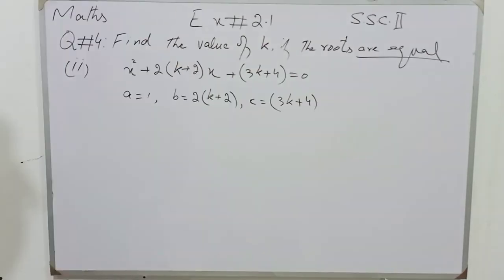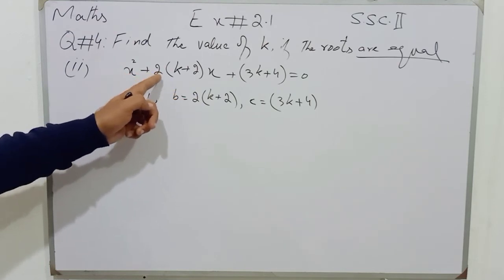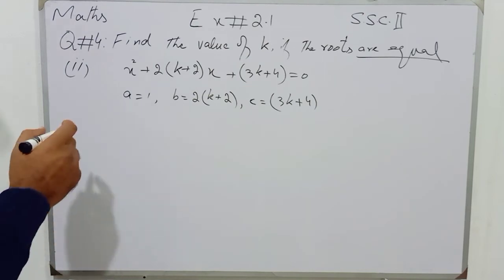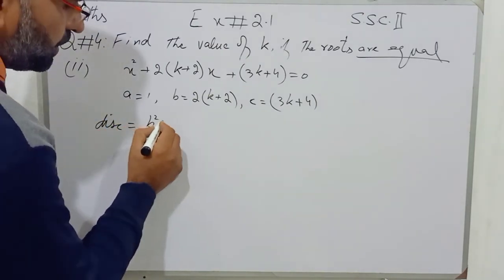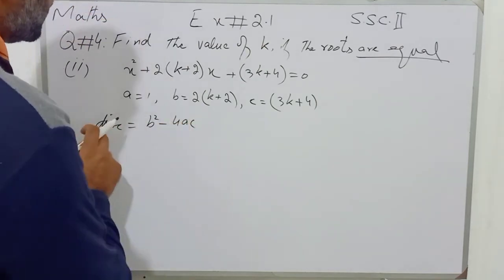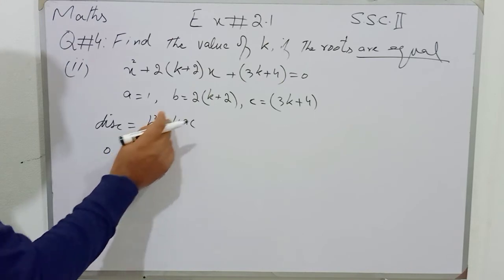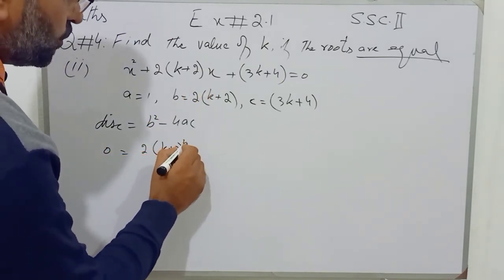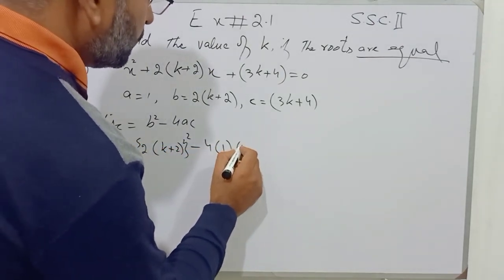The value of a is 1, the value of b is 2 into k plus 2, and the value of c is 3k plus 4, and we have to find the discriminant. Discriminant is equal to b square minus 4ac, and our discriminant is 0 because the roots are equal. So 0 is equal to (2 into k plus 2) whole square minus 4 into 1 into (3k plus 4).